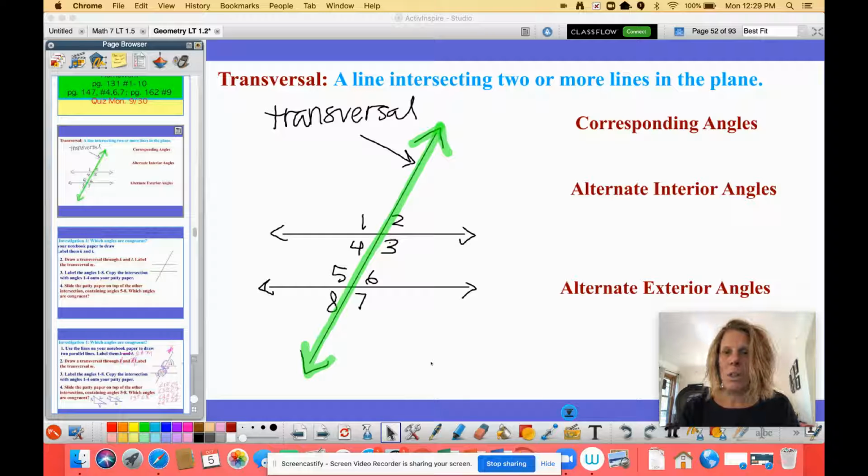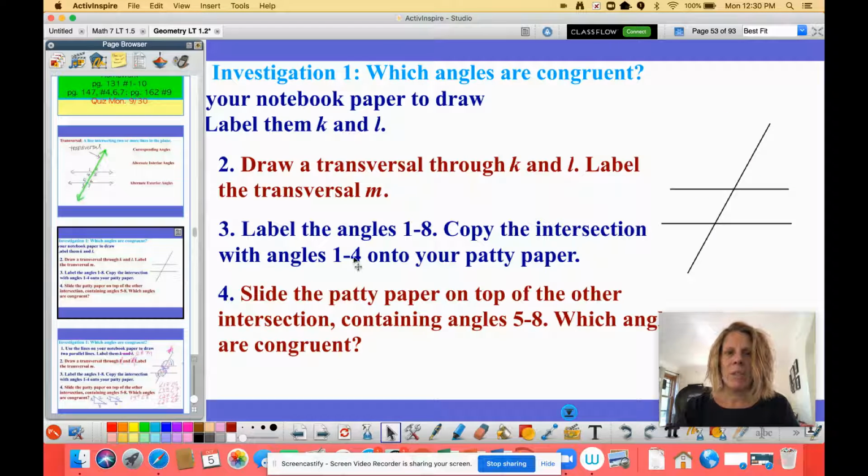It's a line that intersects two or more lines in the plane. So here I've got two lines right here, and my transversal is the highlighted green one. It's intersecting these two lines that I have drawn here. Now these numbers are going to make sense in a few minutes, and don't worry about corresponding angles, alternate interior, all that stuff. We'll get to that in just a few minutes. The first thing that we want to do is our first investigation.